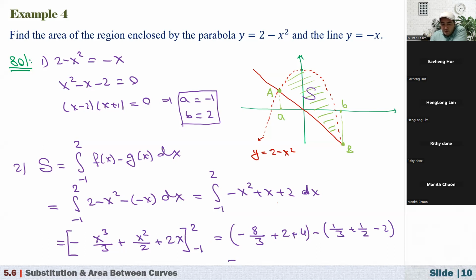We can simplify this: 6 minus minus 2 is 8. Then minus 8 over 3 minus 1 over 3 is minus 9 over 3, which is minus 3, and the minus half. So that equals 9 over 2, or 4.5. So the area of the shaded region is 4.5 units squared.